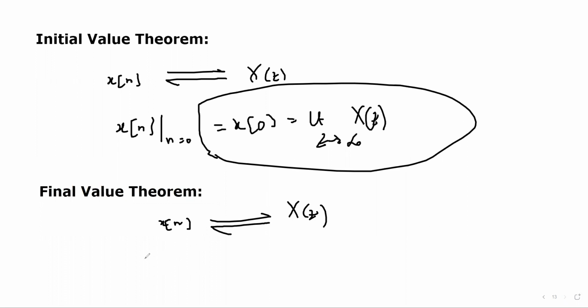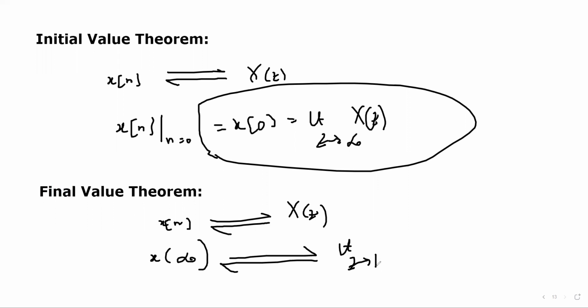Now, if I substitute x of infinity, I can get the final value. But in the z domain, if I apply z tends to 0, I can get this particular final value theorem. But here we are not going to apply 0. We are going to apply z is equals to 1.